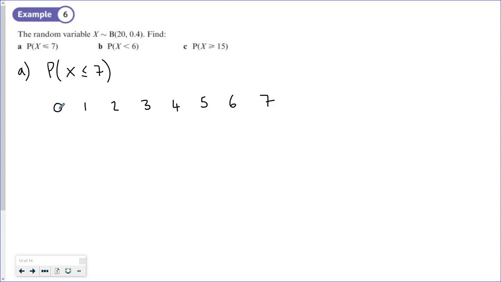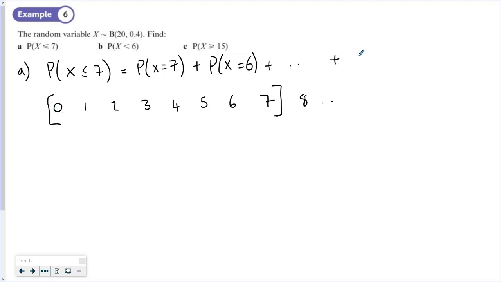So we know that we can't have lower than 0 successes, that's as small as possible. And obviously it would go all the way up to 20. Now we want 7 successes or fewer. So that means we want to include 7 and go down to 0. So if we were to add up these probabilities separately, we would want the probability of x being 7 or x being 6, so we'd have to add on the probability of x being 6 plus all the way down to the last probability that we'd need, which is the probability of x being 0.